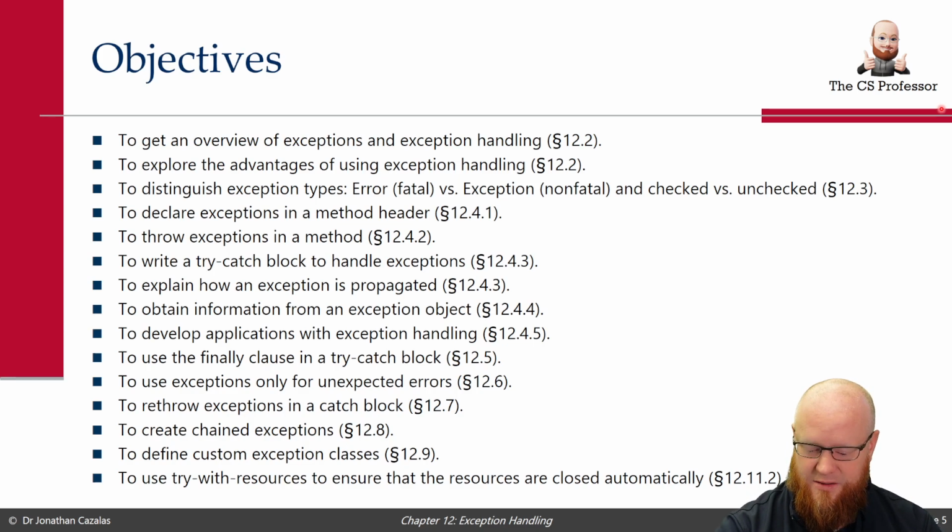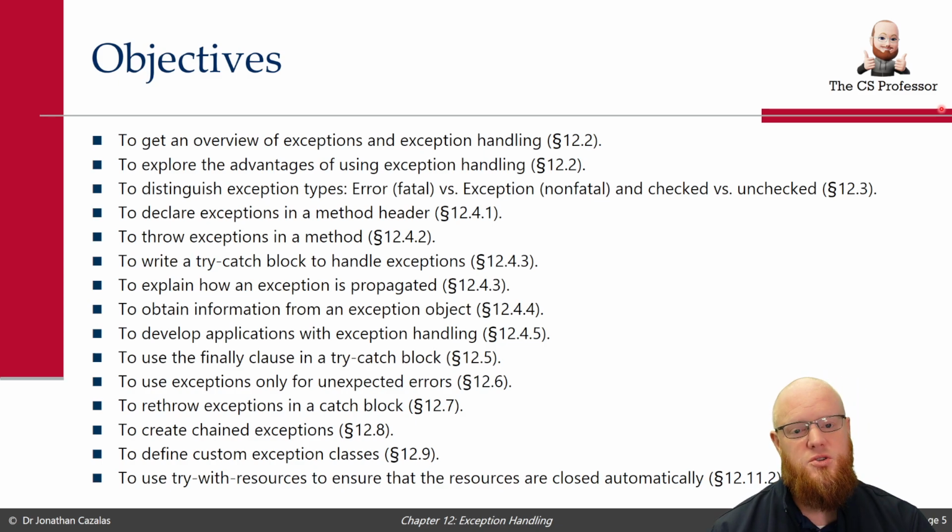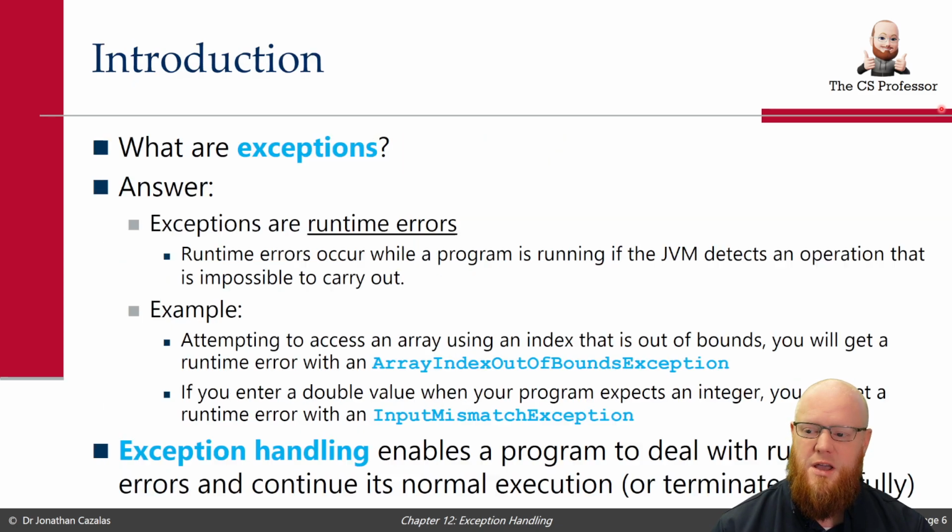So here are some objectives we'd like to cover. If you want the short story, it's basically we're going to use exception handling and try-catch blocks to handle these errors, these runtime errors appropriately. So what are exceptions? Exceptions are runtime errors. And a runtime error occurs when the program is running, and the Java virtual machine detects an operation that is impossible to carry out.